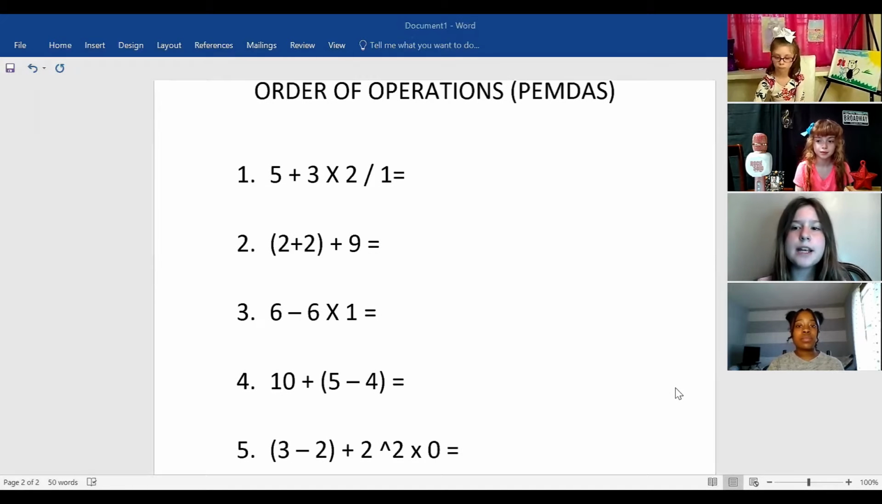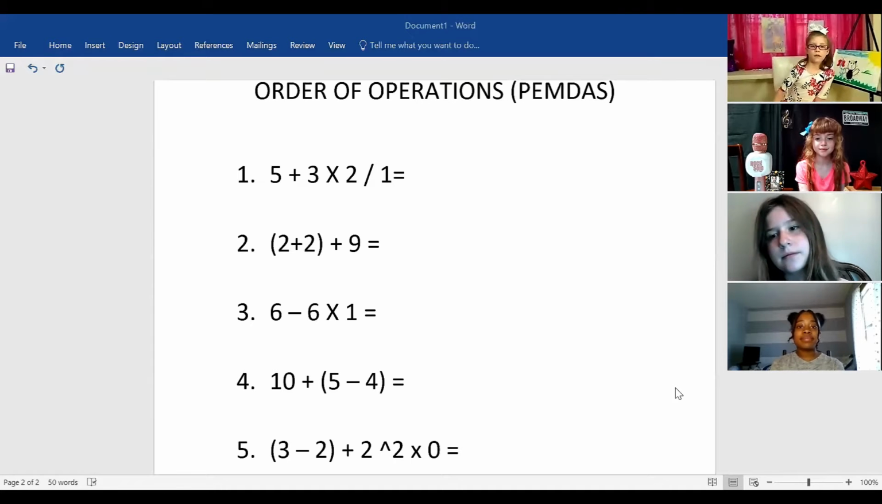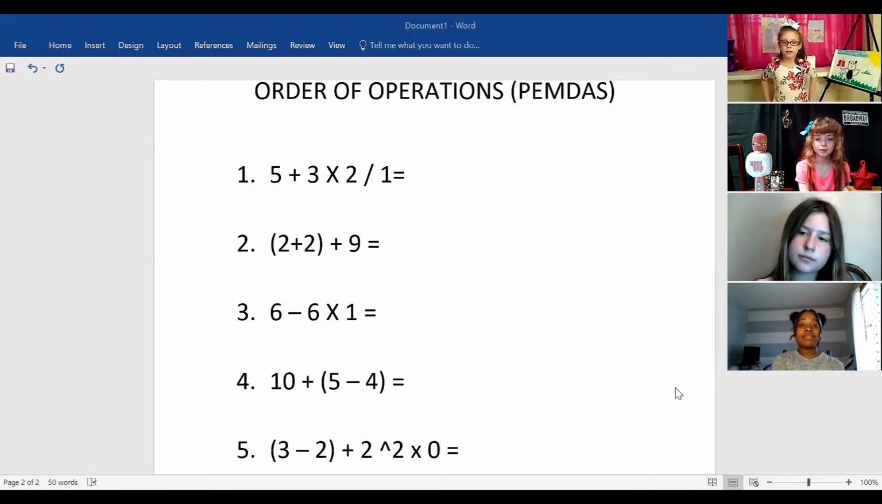Okay, we have some problems that you can try at home too. Princess Diva, how about you do the first one? Okay, since you have to do PEMDAS, there is no parentheses or exponent, so you have to go straight to multiplication. And 3 times 2 is 6, and then you would do division. 6 divided by 1 is 6, and 5 plus 6 equals 11. So the answer is 11. Good. Rosebud, it's your turn. Well, you should do the parentheses first, so you do 2 plus 2, and that would be 4. And then 4 plus 9 equals 13. So it's 13. Good.